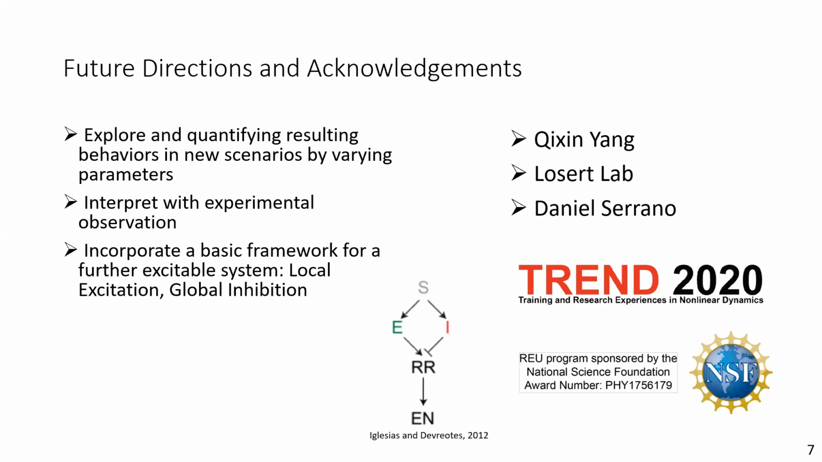And as my project continues to progress, I will continue trying to make my model more realistic to what we see in life so that it can be a good tool for interpreting experimental observations. And one direct step that I'm taking is incorporating a system for local excitation and global inhibition, which is an excitable framework that is more realistic to spreading seen in cells.